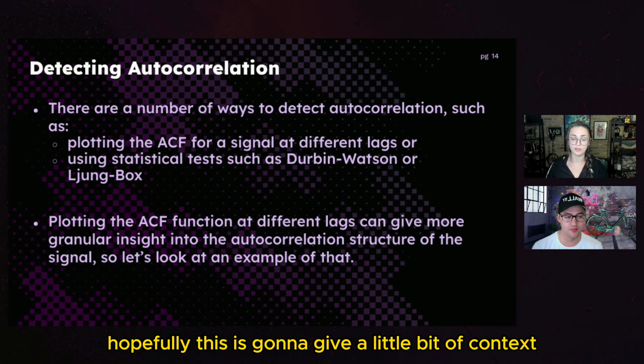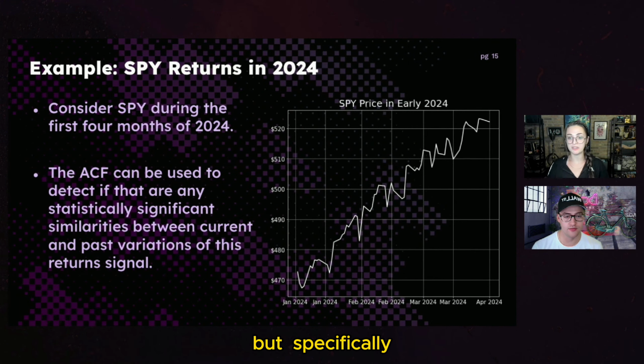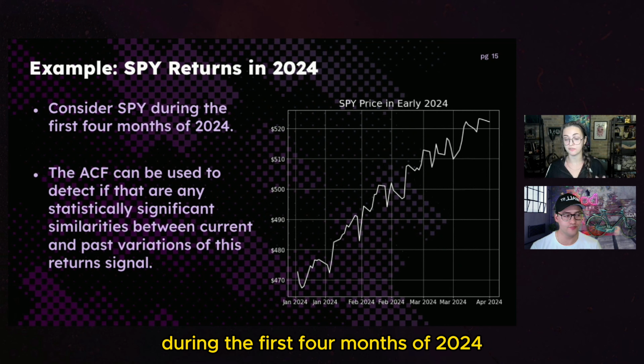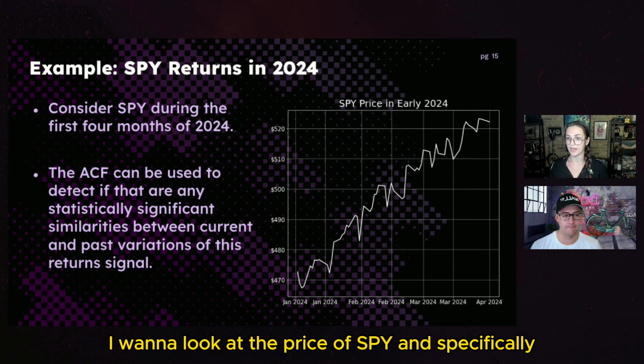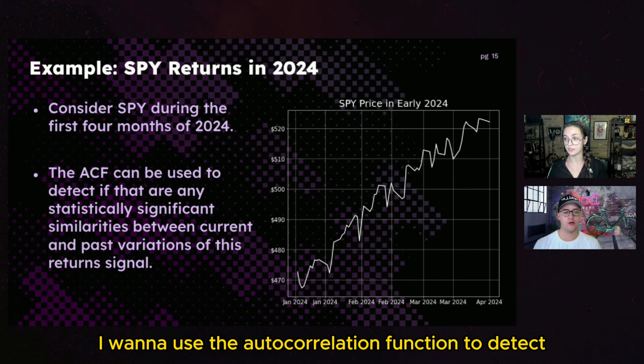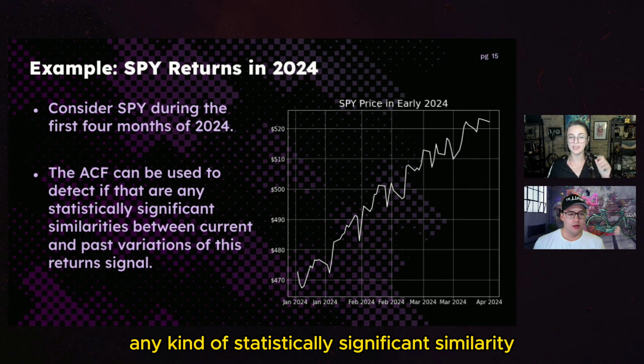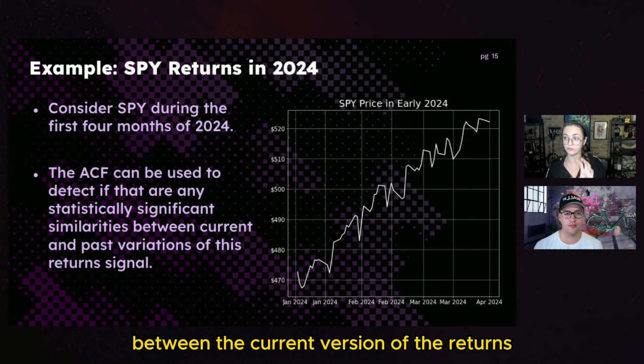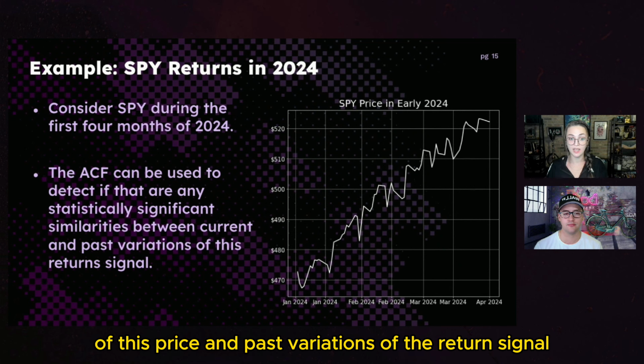Hopefully this is going to give a little bit of context, but specifically I wanted to look at SPY during the first 4 months of 2024. So from January to April of 24, I want to look at the price of SPY. And specifically, I want to use the autocorrelation function to detect any kind of statistically significant similarity between the current version of the returns of this price and past variations of the return signal.